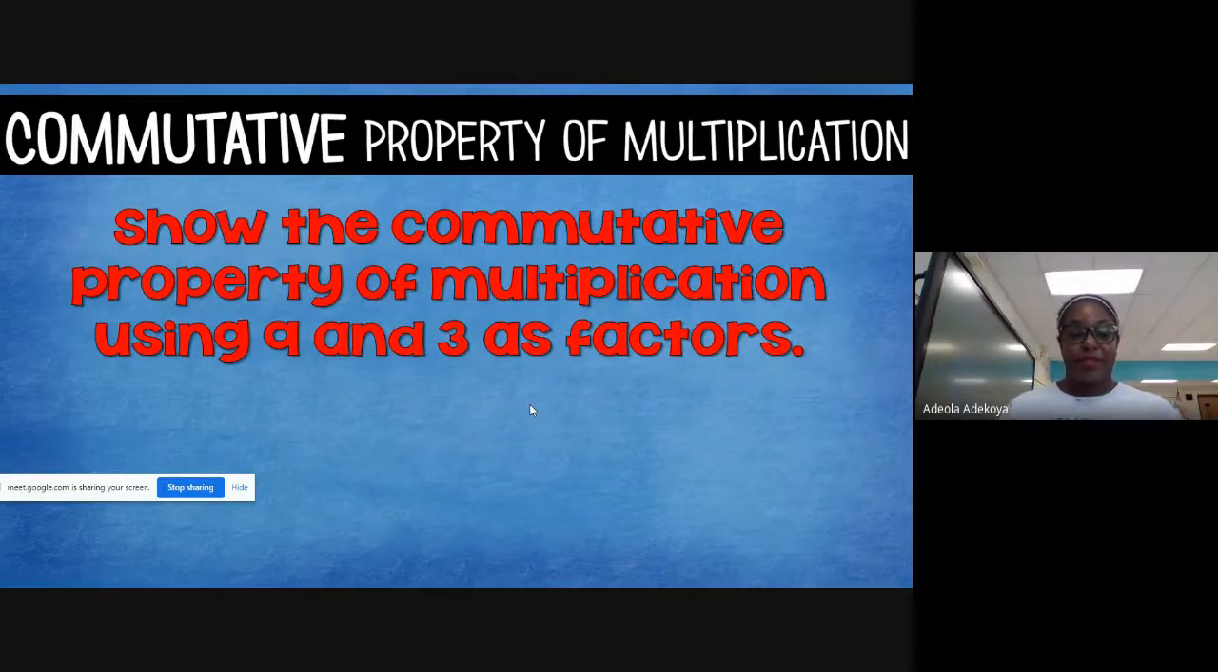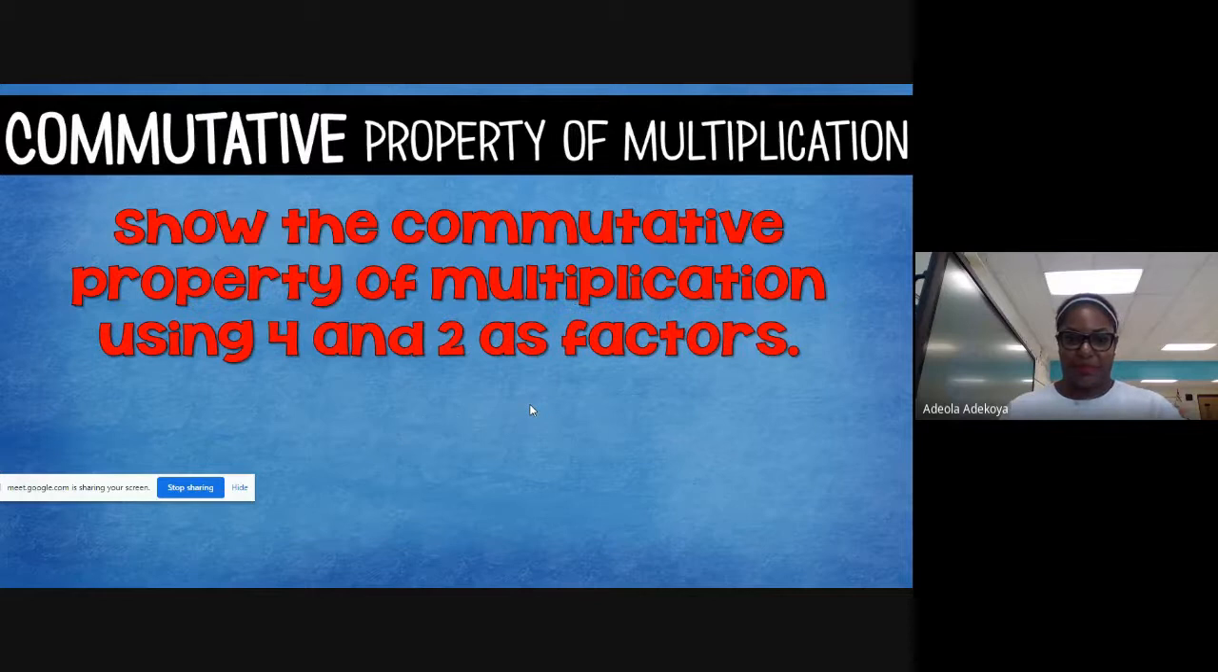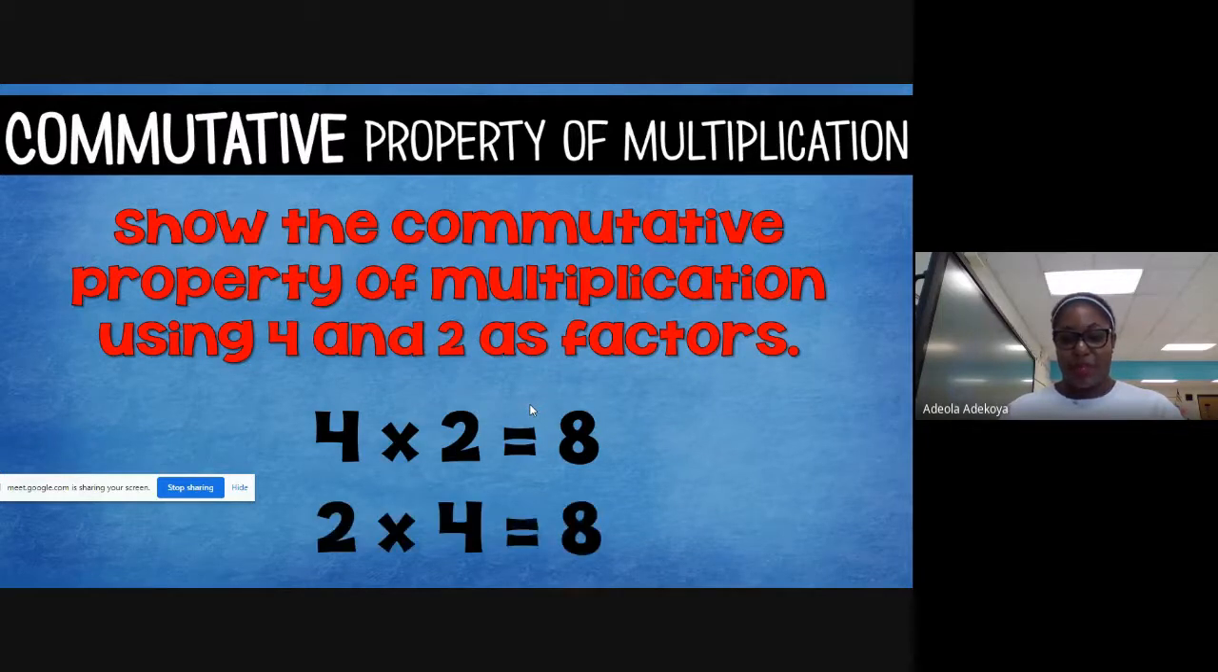Here's another example. Show the commutative property of multiplication using 9 and 3 as factors. 9 times 3 is 27. We switch the factors around. 3 times 9 is 27. Here's another one showing the commutative property of multiplication using 4 and 2 as factors. 4 times 2 is 8, and 2 times 4 is 8 as well.